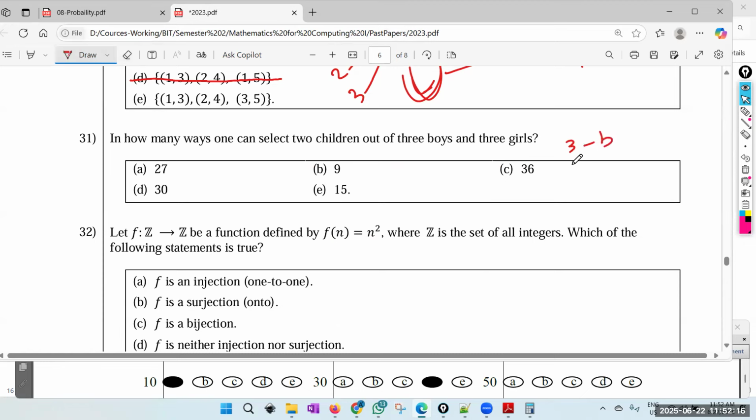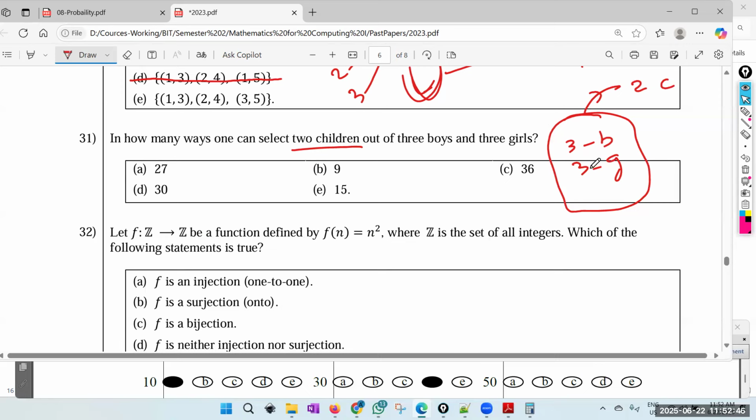3 boys and 3 girls. Out of those, we need to pick 2 children. Now remember the word is 2 children, not 2 boys or 2 girls. All are children, boys and girls, all are children. So therefore, we don't care whether it's boys or girls. Actually, we don't care about the boys. This is unnecessary or extra information.